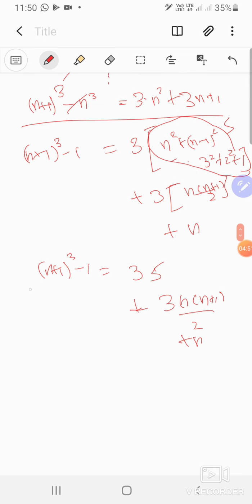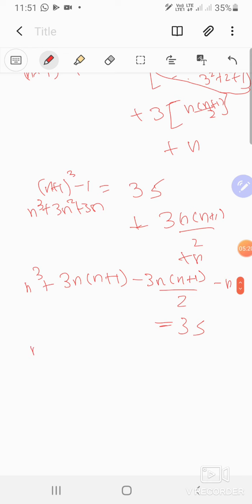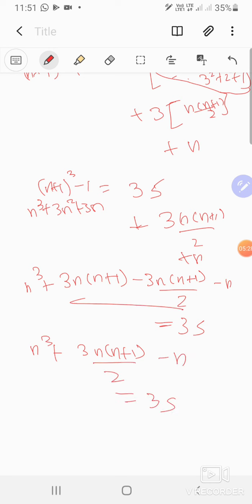This is supposed to be n cubed plus 3n squared plus 3n, right? That's correct. So you got n cubed plus 3n into n plus 1 minus 3n into n plus 1 upon 2 minus n equals 3s, right? Then you got n cubed plus 3n into n plus 1 upon 2 from these two minus n is equal to 3s.